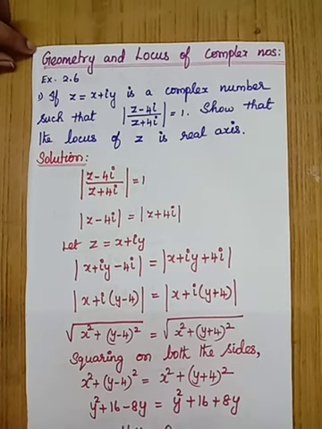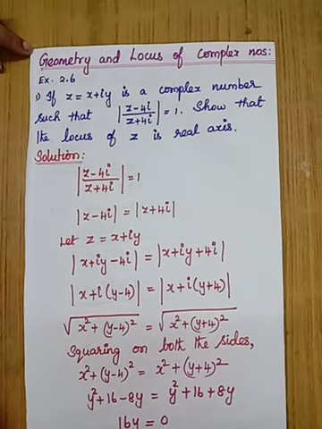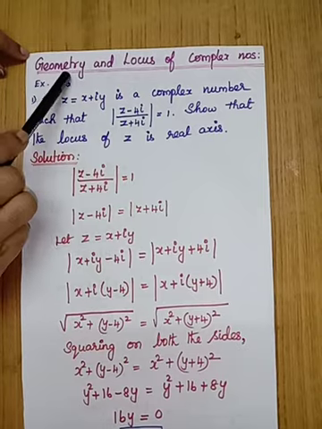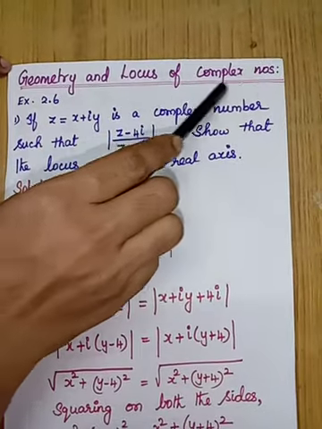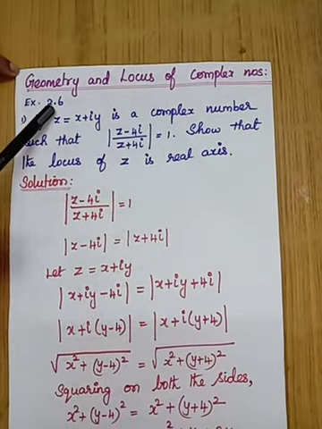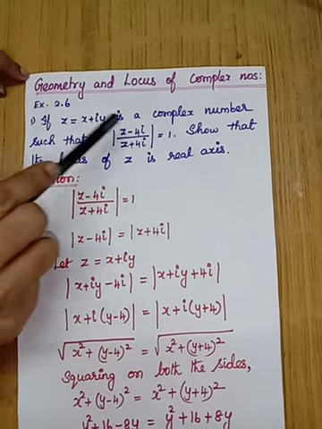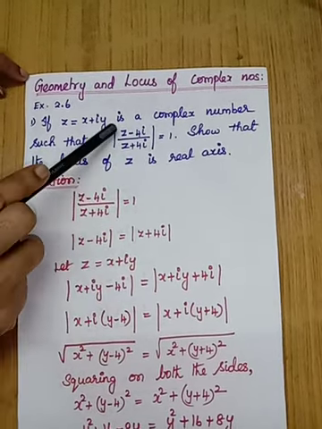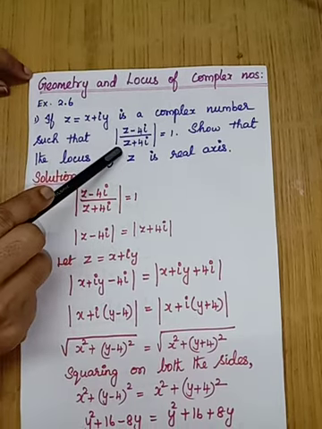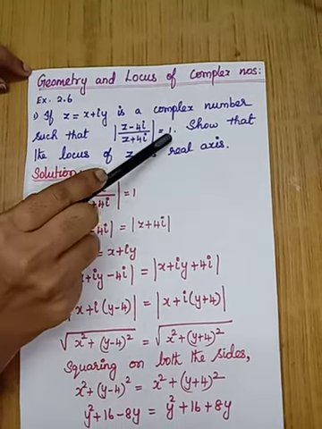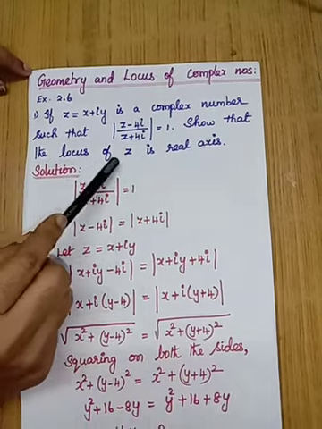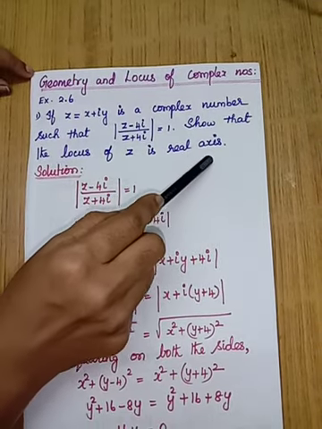Students, today we are going to see the problems involving geometry and locus of complex numbers. So exercise 2.6, first problem. If z is equal to x plus iy is a complex number such that modulus of (z minus 4i) divided by (z plus 4i) is equal to 1, show that the locus of z is the real axis.